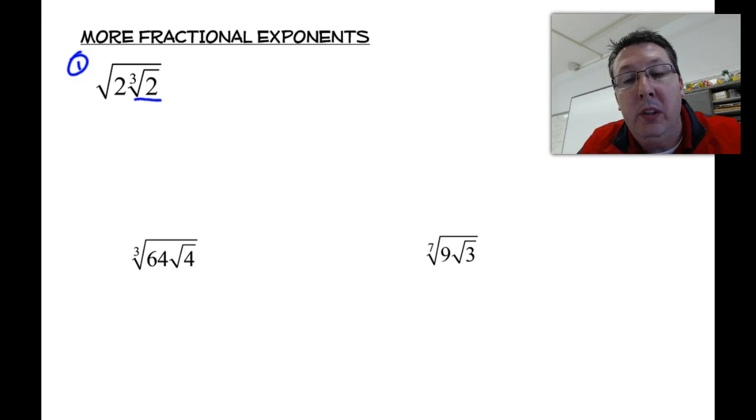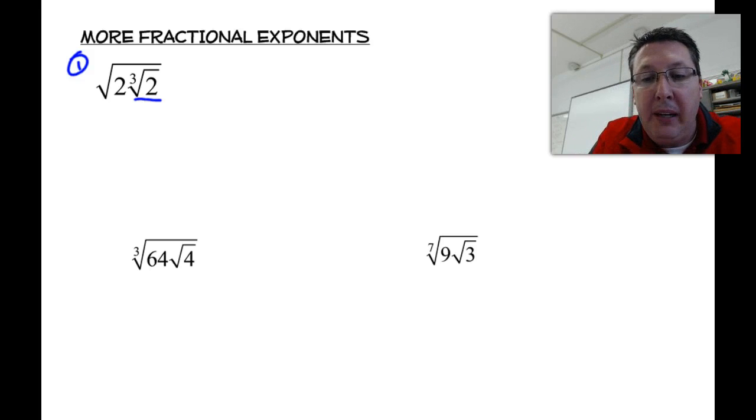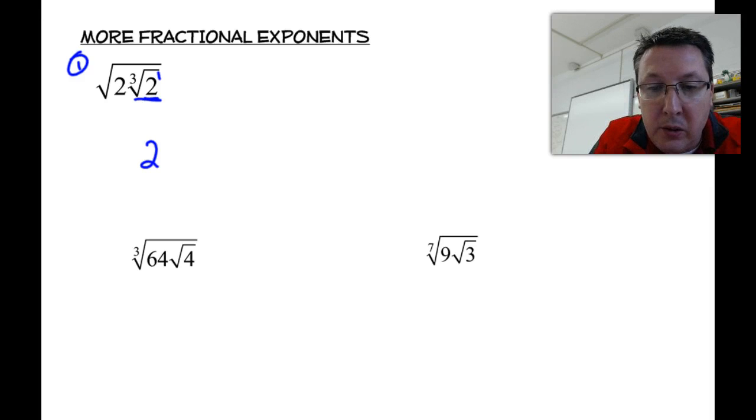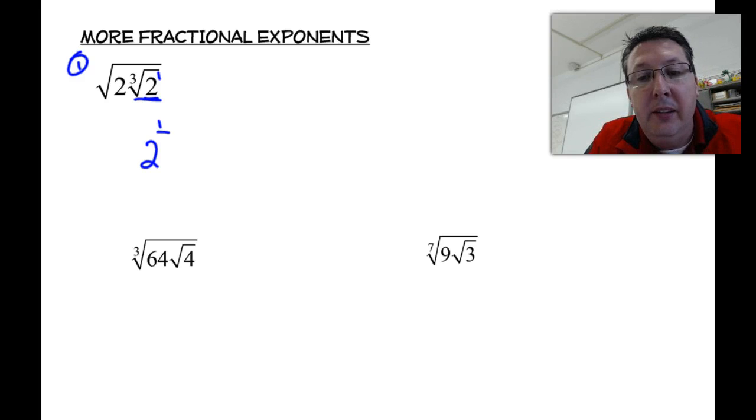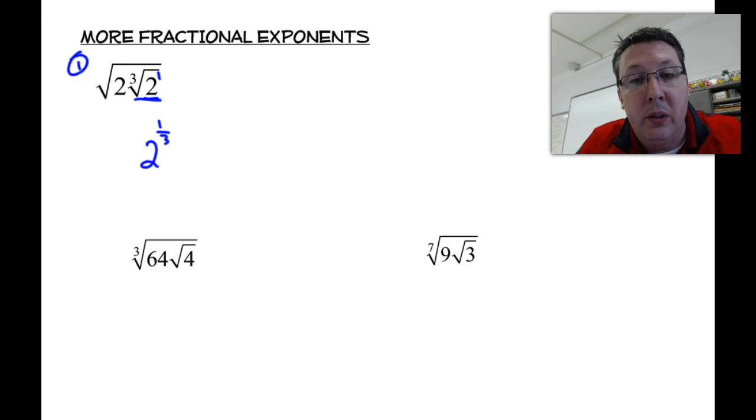I'm going to write that with a fractional exponent. The base number is 2, and the exponent, remember, the numerator is the power, denominator is the root. So on this 2 that's under the cube root, the power on that 2 is a 1. So the numerator is 1, and the denominator is the root that it is under. It is under a cube root. So the root is 3, or the denominator is 3.